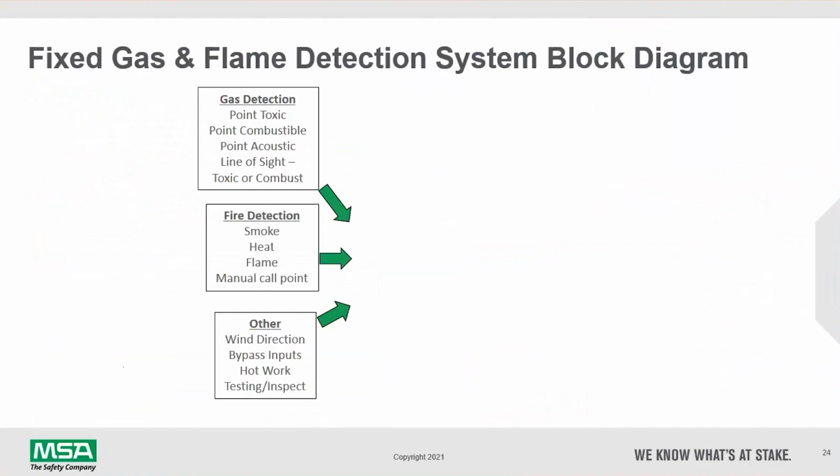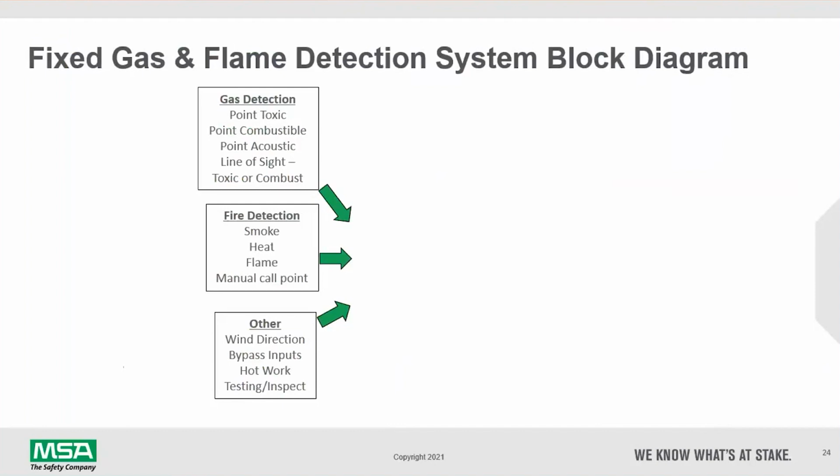Thank you, John. Yeah, we wanted to take a moment to run through a simplified block diagram of modern fixed gas and flame detection systems before we dive into the implementation in our case study. What you're looking at now is just the input devices to a typical system. So we have gas detection devices. In the example today, we're talking about point toxic gas detectors, point combustible, other technologies, point acoustic for high pressure gas leaks, and line of sight gas systems for toxic gases or combustible. Fire detection inputs include traditional smoke detectors, heat detectors, optical flame for our reboiler, and also manual call points, which you'll see in our example moving forward.